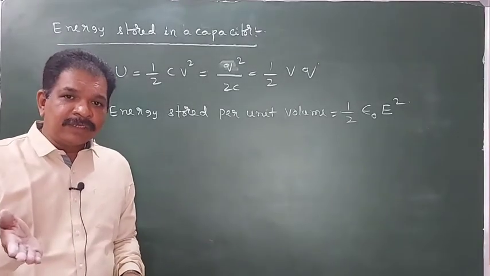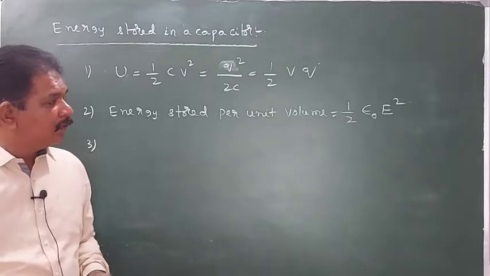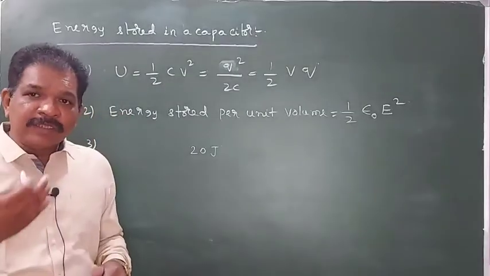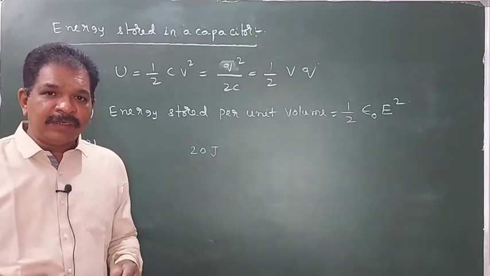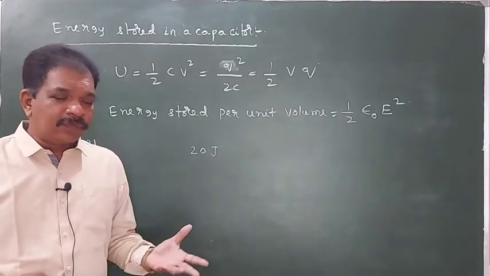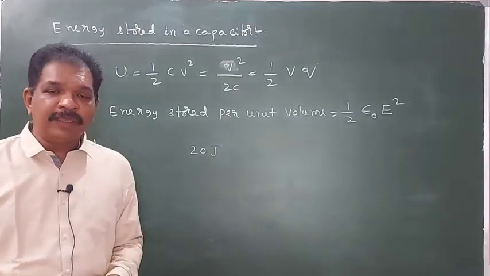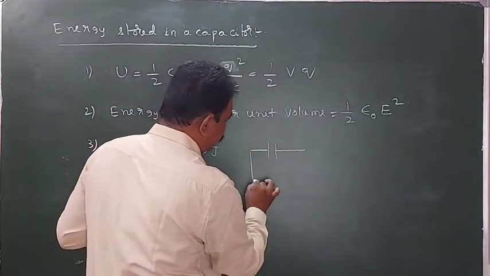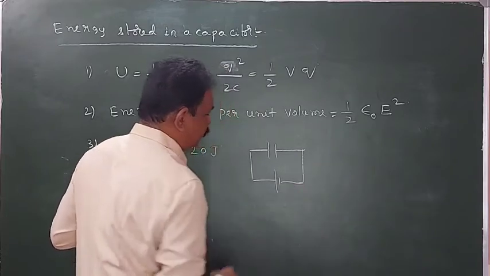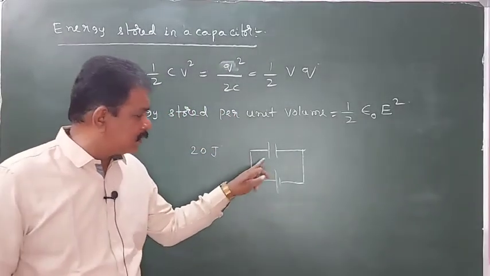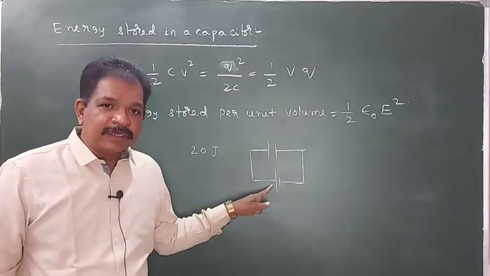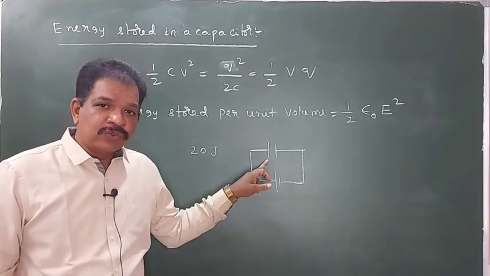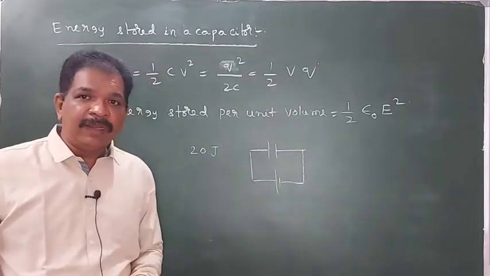If capacitor stores a charge of some 20 joules, what is the energy supplied by the battery? What is the energy stored in the capacitor? Okay. Here one capacitor is there. It is energized, means it acquires charge when it is connected to a battery. Clear? A capacitor is there. It stores charge with the help of a battery.